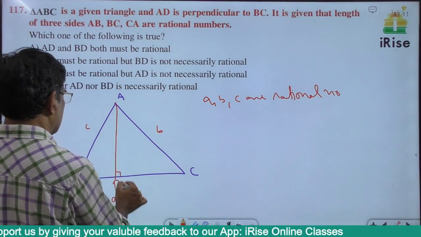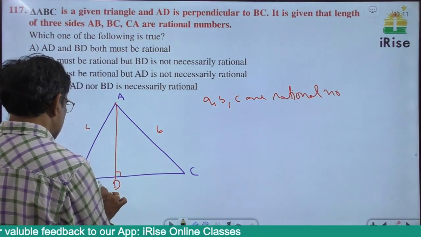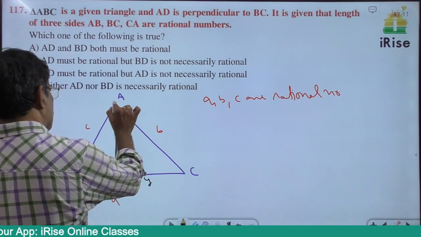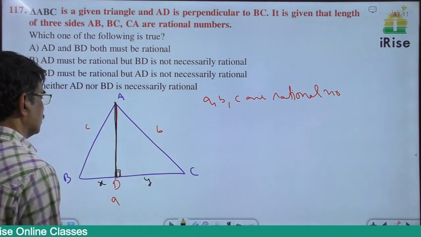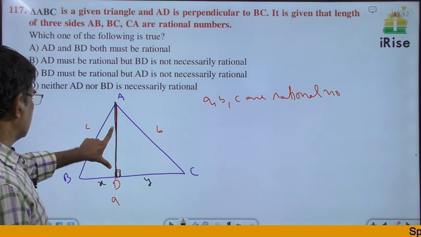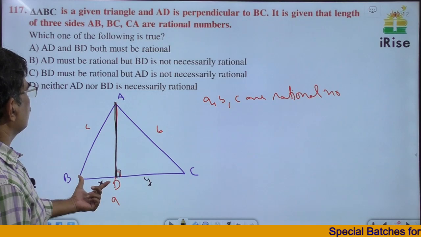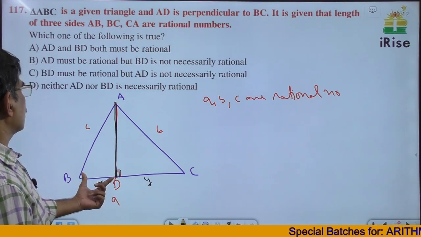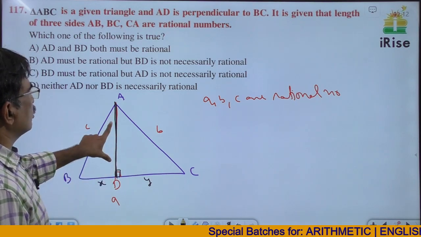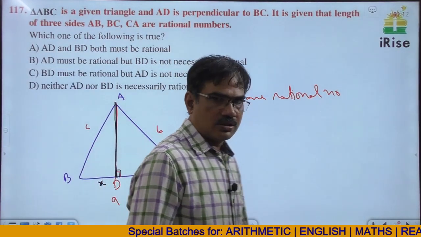Here this is perpendicular. I want to consider this as X and this as Y. AD and BD must both be rational; or AD must be rational but BD not necessarily rational; or BD must be rational but AD not necessarily rational; or neither AD nor BD necessarily rational. This is the question.